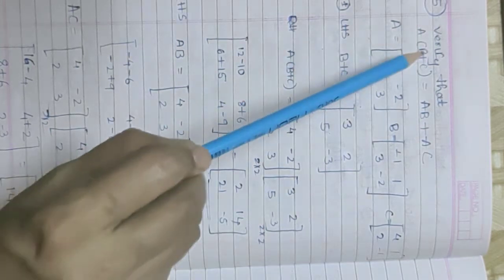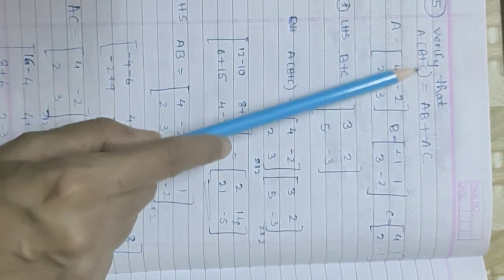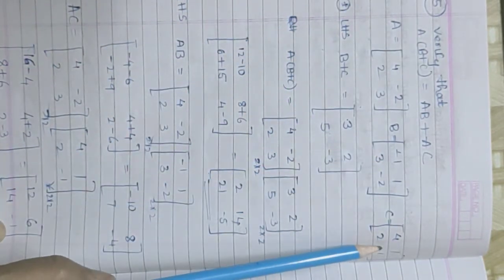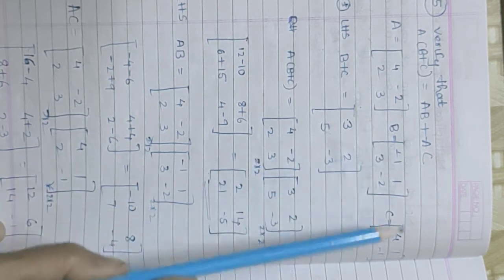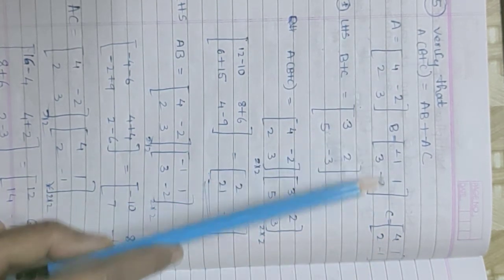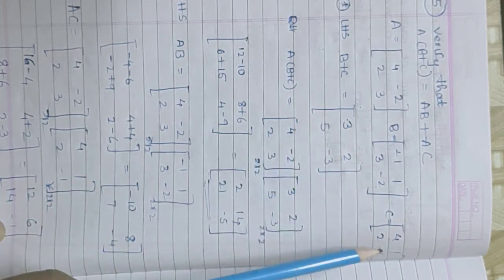So first we will solve the bracket. See LHS, B plus C. So B plus C means this and this here to add. So the resulting matrix will be minus 1 plus 4 is equal to 3, 1 plus 1, 2, 3 plus 2, 5, and minus 1 minus 3 is minus 3.